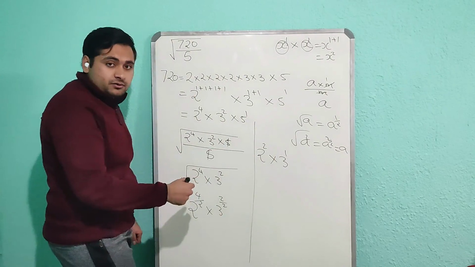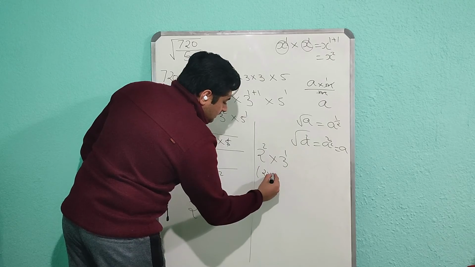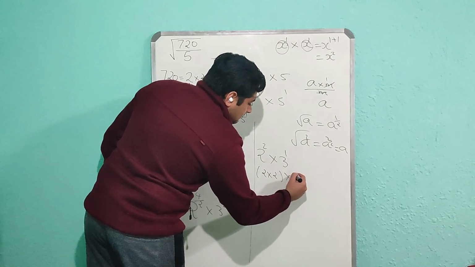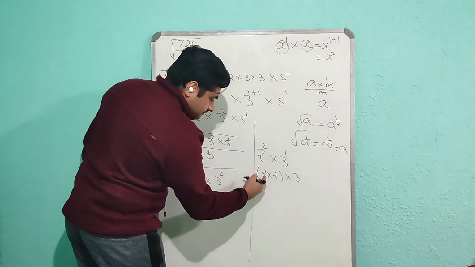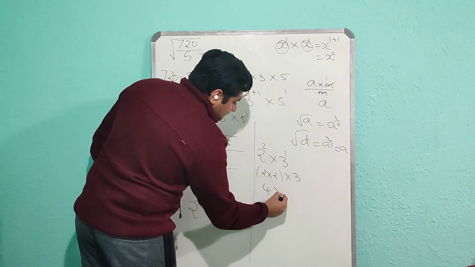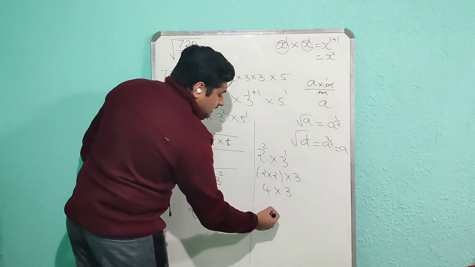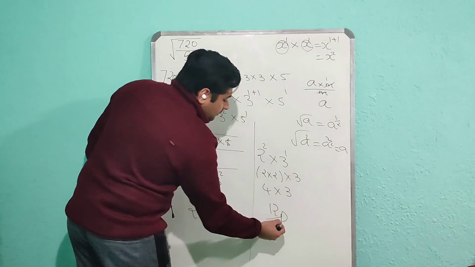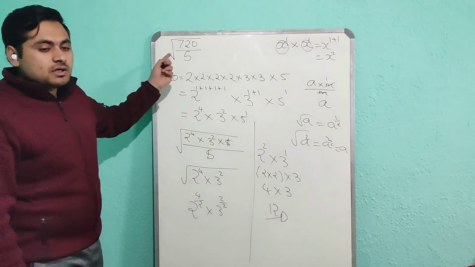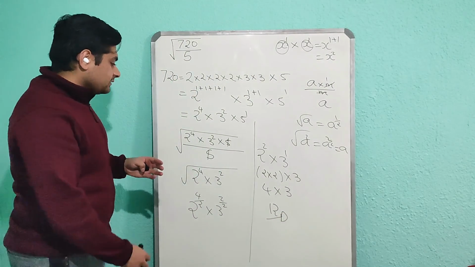Now what is 2 to the power of 2? Let's expand. 2 times 2 times 3 to the power of 1, which is the same as 3. What is 2 times 2? That gives us a 4 times 3. What is 4 times 3? That's a 12. Therefore, the square root of 720 over 5 gives us our answer as 12.